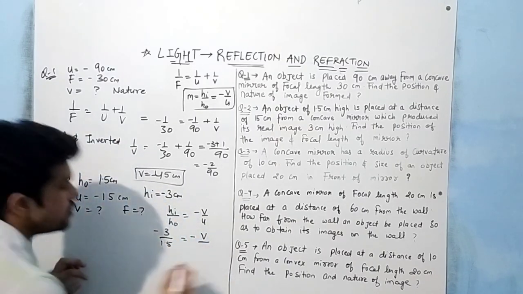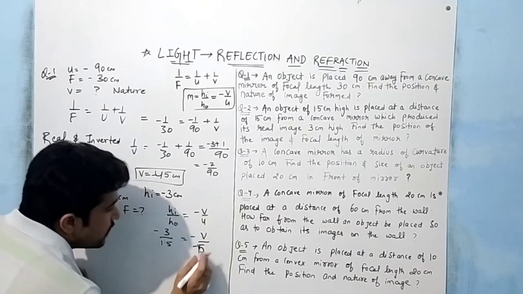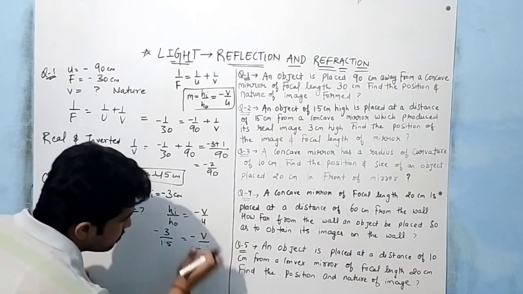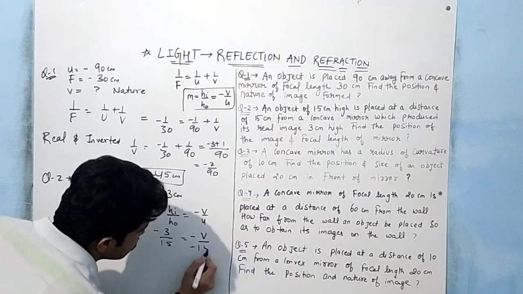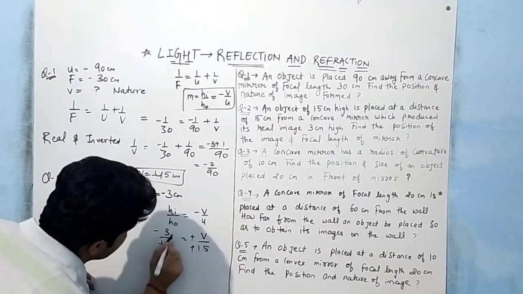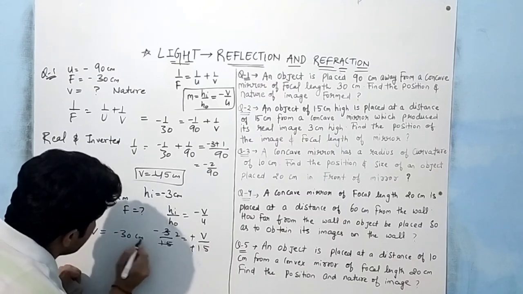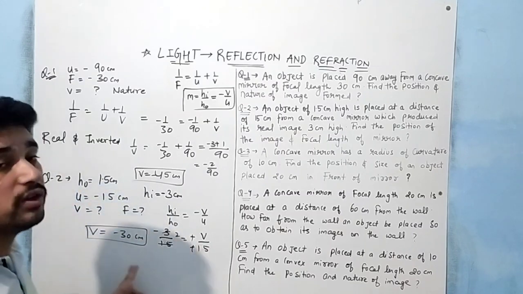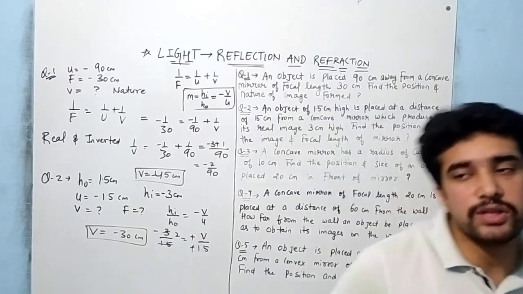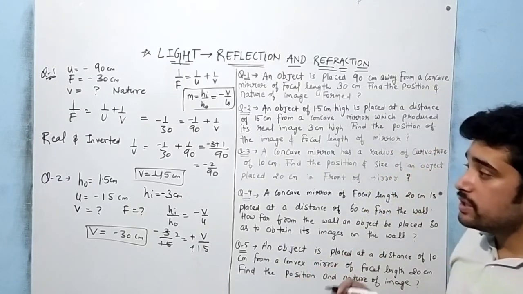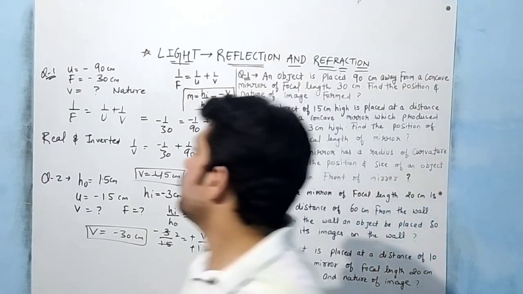But what is u? u is minus 15 centimeter in this numerical. So by putting these values, you will find that v is equal to minus 30 centimeter. And if you calculate the value of v, that is minus 30 centimeter, then it is really easy to find the value of f by putting it in this formula.